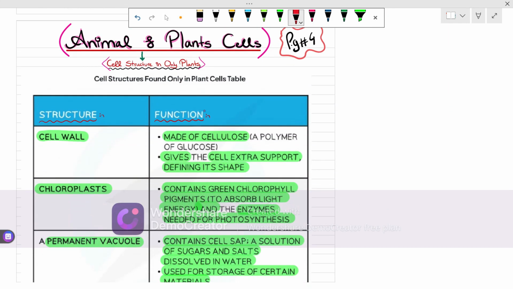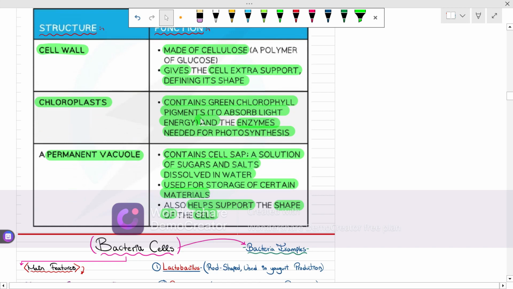Now let's take some structures that are found only in plant cells. The first one is the cell wall. The cell wall is made of cellulose in plant cells. It gives the cell extra support and it defines its shape.